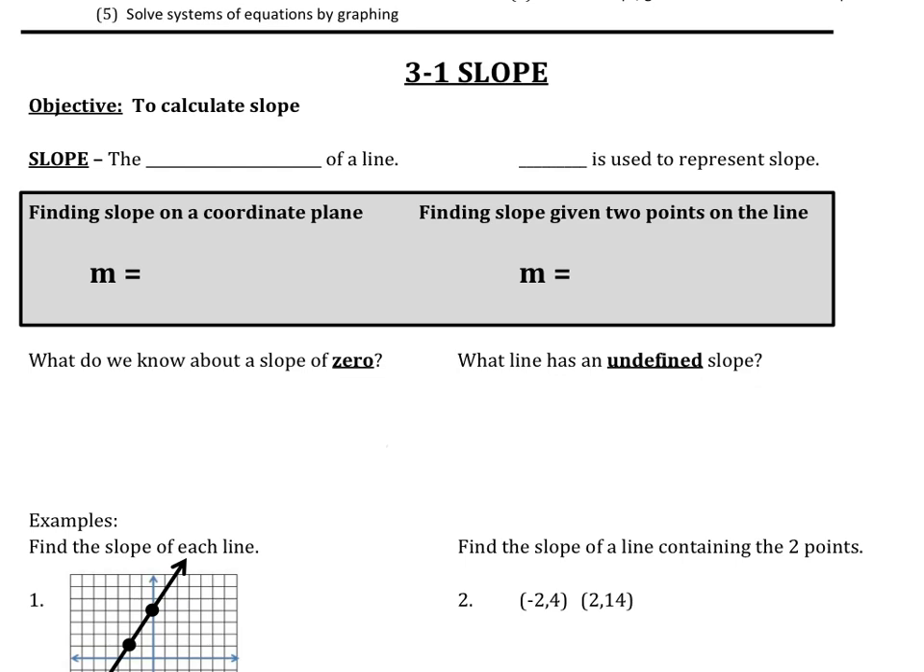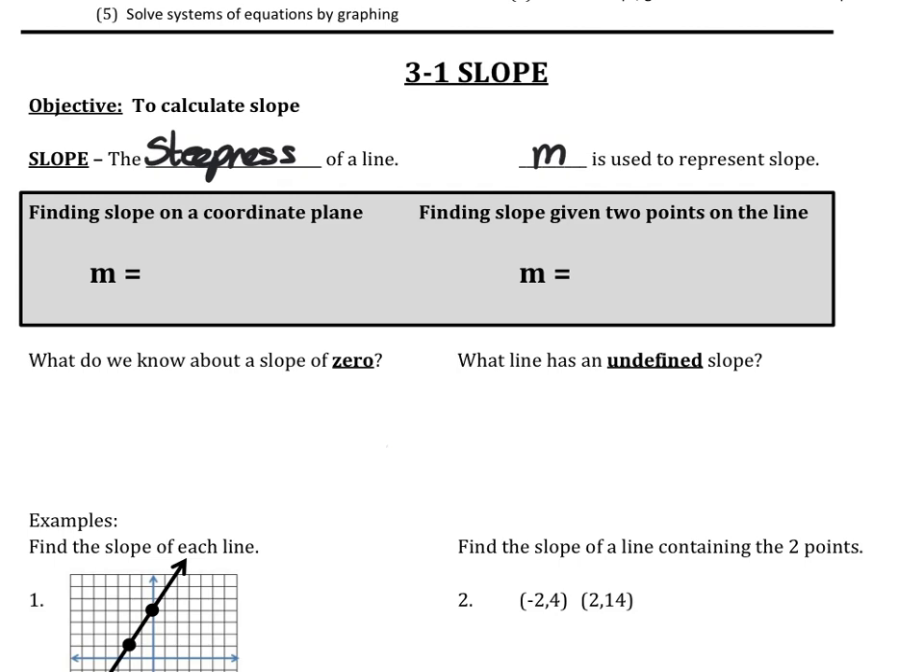Welcome everyone. Today we're going to be reviewing what we know about slope from our Algebra 1A and Algebra 1B classes. So our slope is going to be describing the steepness of a line. When we're talking about slope, we will be using the variable m to represent it. So we can find slope a couple of different ways.